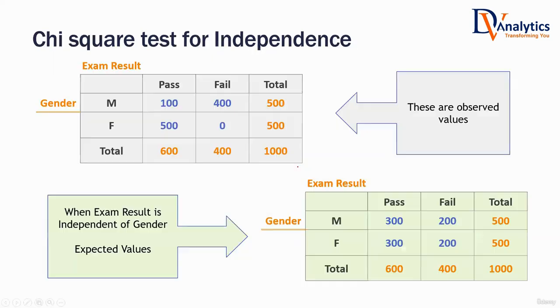This is the expected table. Imagine these are the observed values. This is your expected value. These are your expected values. All of you, are you absolutely clear on these expected values? How are we getting them?